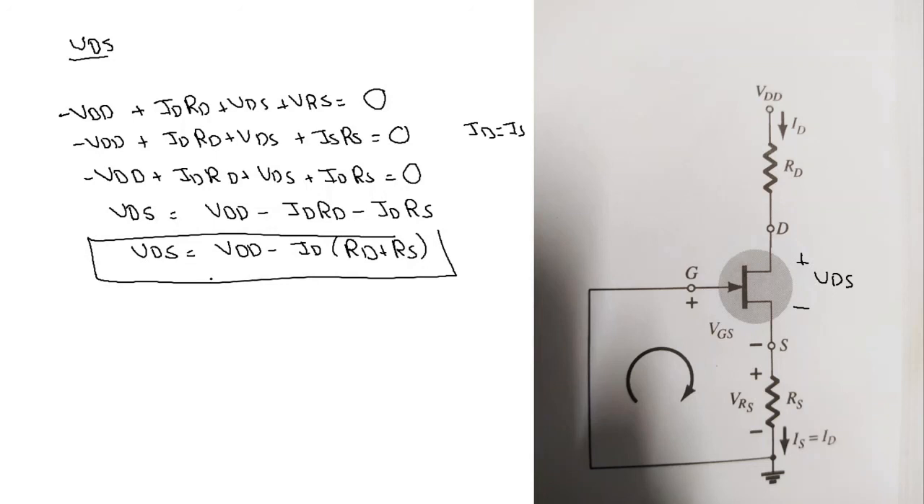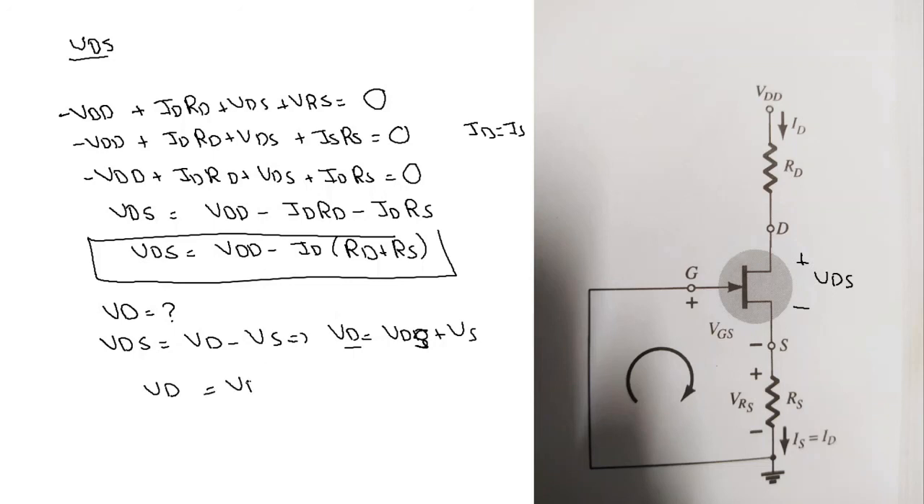So this is how we can find the VDS. And if I want to find the VD, how can I find the VD? We know that VDS is equal to VD minus VS. So VD is equal to VDS plus VS. So this is going to be my VD. I already have my VDS over here. I need to add VS.